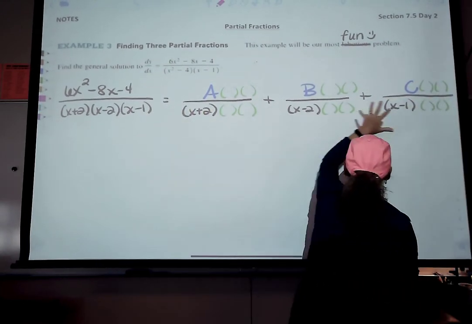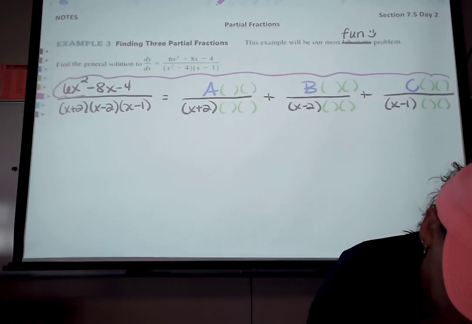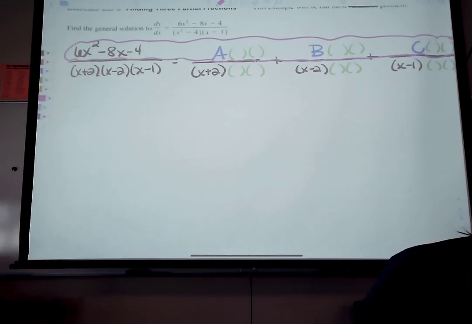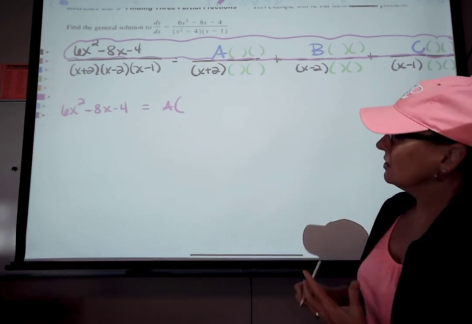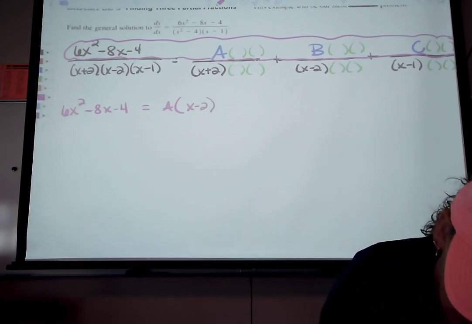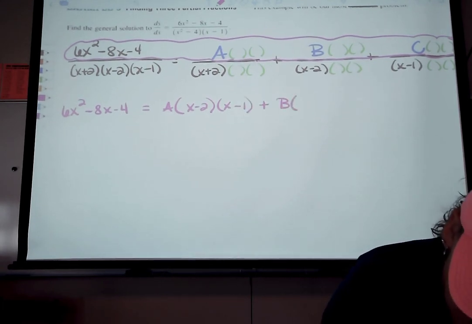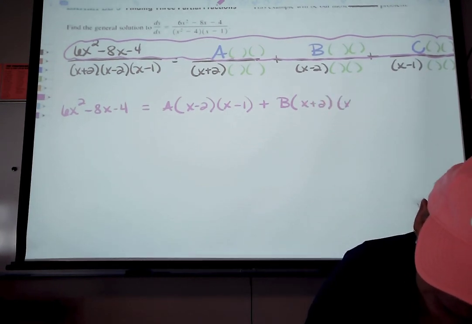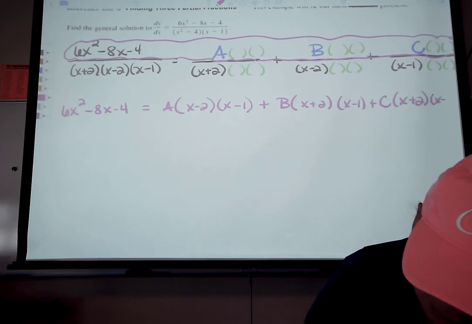Once our denominators match all the way across, then we are going to focus on the numerators. The 2 that I put with A are x minus 2 and x minus 1. The 2 I put with B are x plus 2 and x minus 1. And the 2 I put with C are x plus 2 and x minus 2.